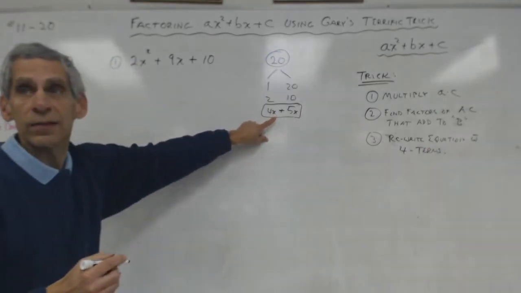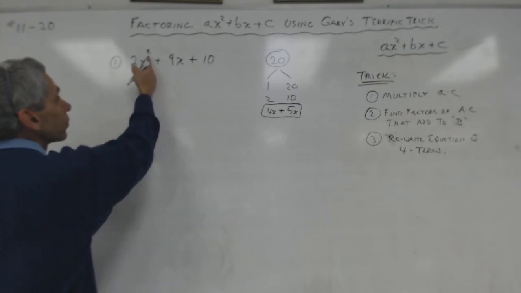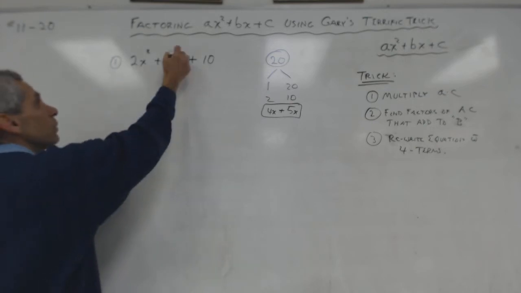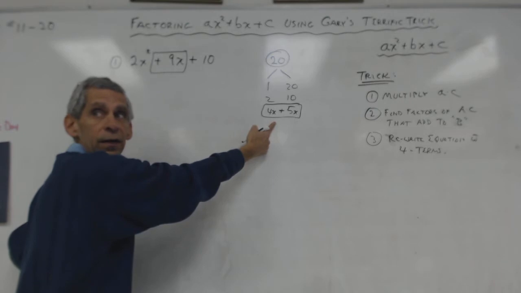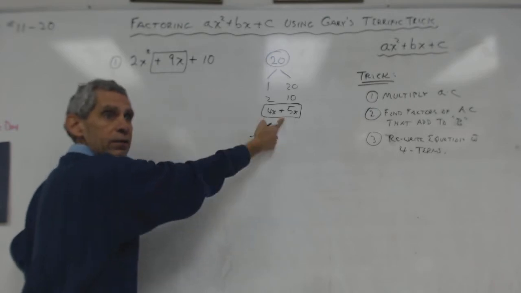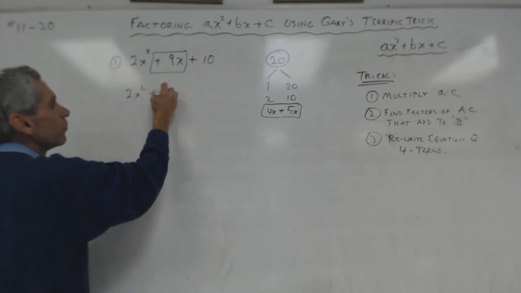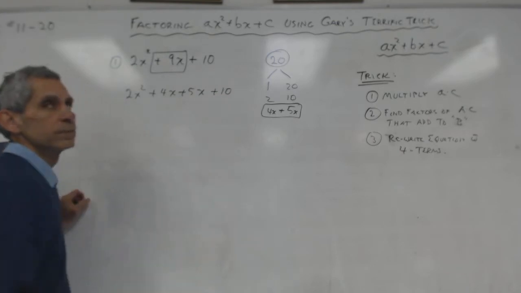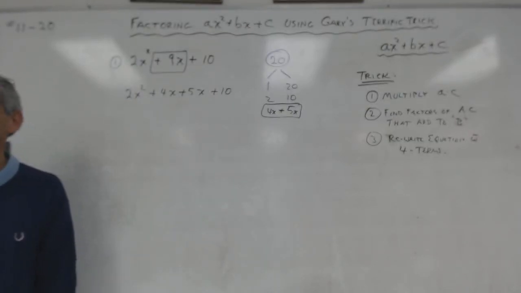Don't you think it would be fair to say that if 2x squared plus 9x plus 10 is what we're doing, we could also replace this with this? They're the same thing, right? Totally the same thing. So suddenly I've got 2x squared plus 4x plus 5x plus 10. How many terms do I have now? 4.